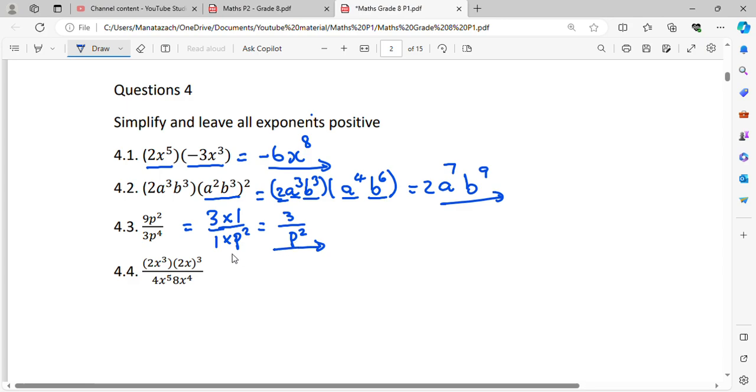And then question 4, 2x cubed is the first bracket, 2x all cubed is the second bracket. So that's the one we must always start with. So on top you'll have 2x cubed, the first bracket as it is. Then the second bracket is 2 cubed, right? We'll have 2 cubed and then x cubed, all divided by 4 times 8 is 32. Then x to the power 5 and x to the power 4 is going to be x, 5 plus 4 is 9, so the power is 9.